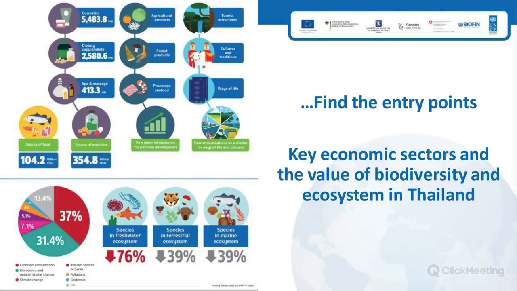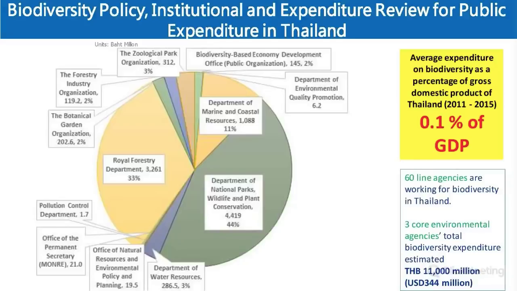For us, we analyze the specific value of biodiversity and ecosystem to key economic sectors within our country. You can see here the market value of Thai medicine and herb is about $355 billion US dollar for medicine, 400 billion for spa, and it's a big amount of money if you look at the economic sector and the value of biodiversity in your country. So we conclude that the entry point for Thailand to conduct the BIOFIN process, we want to focus on four main ecosystems. First one is coastal and marine. Second one is terrestrial. Third one is inland wetland. And the last one is urban biodiversity.